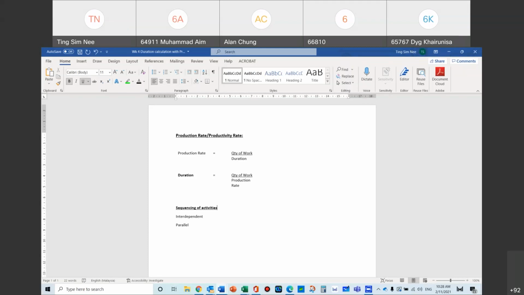So here, for duration, you need to worry about production rate. For sequencing of activities, we need to worry about interdependencies, how important it is to be interdependent, how they must be interdependent, how they may be semi-interdependent, and how some of them are just basically parallel, which is really good. We love lots of parallel activity, but that will also mean more usage of resources.